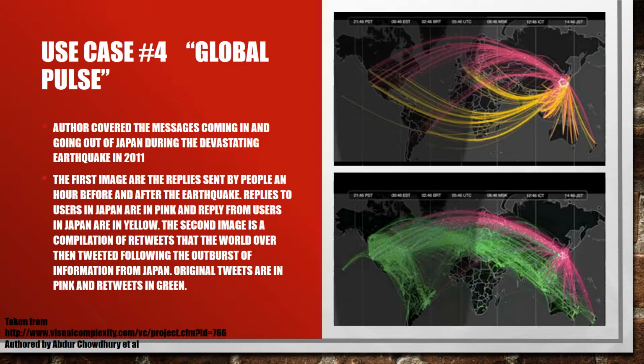When you look at the second image, it is a compilation of retweets from the world over, and this is after the earthquake. Original tweets are in pink, and the retweets are in green. You can notice that not a lot of tweets were sent out from Japan, but the number of retweets and the fast pace with which they took place shows the fast flow of information. This was analyzed by Gephi, because each user retweets or shares and passes on the information to his fellow Twitterati, and as such, this forms a global pulse.